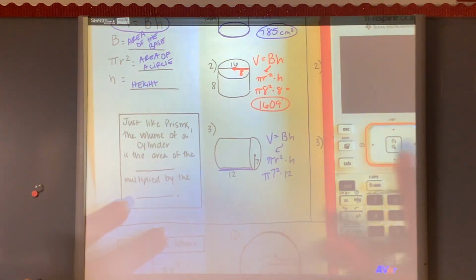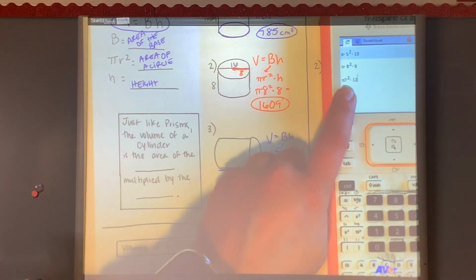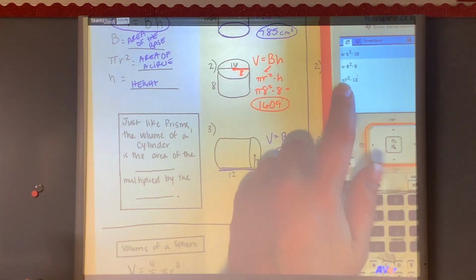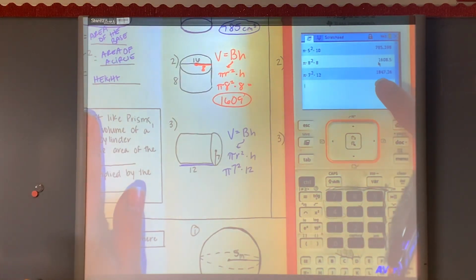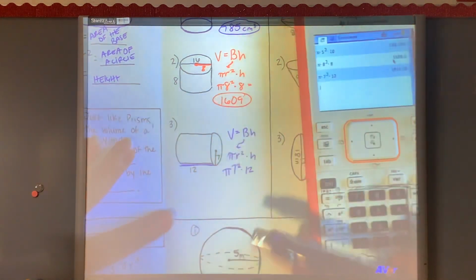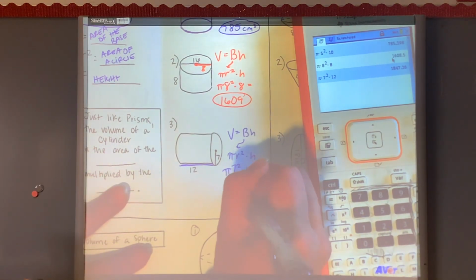So whenever you calculate, you will get pi times 7 squared times 12. You might notice that I did not put a multiplication symbol in between pi and 7, and that is because my calculator recognizes that anytime you have a number next to pi, it is multiplication. 1,847.2, and the 0.2 does not make us jump the 7 up to an 8 because the 2 is small enough. So whenever I round to the nearest whole number, I am going to say 1,847.